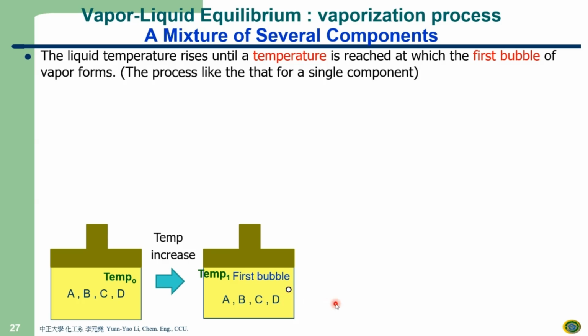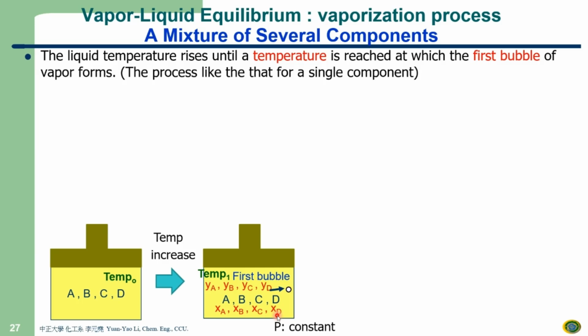Can you tell me? Because what we want to know is that we already know the molar fraction of A, B, C, D in the liquid phase. But when we have the first bubble, do you know the composition, the molar fraction of A, B, C, D in this bubble? How do you calculate this? That's what we want to know. Okay? Right, and then of course, at this moment, we keep the pressure at a constant from here to here.